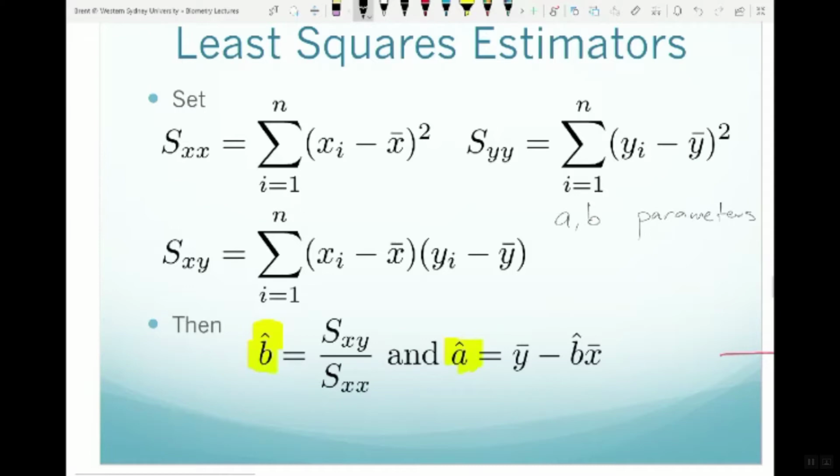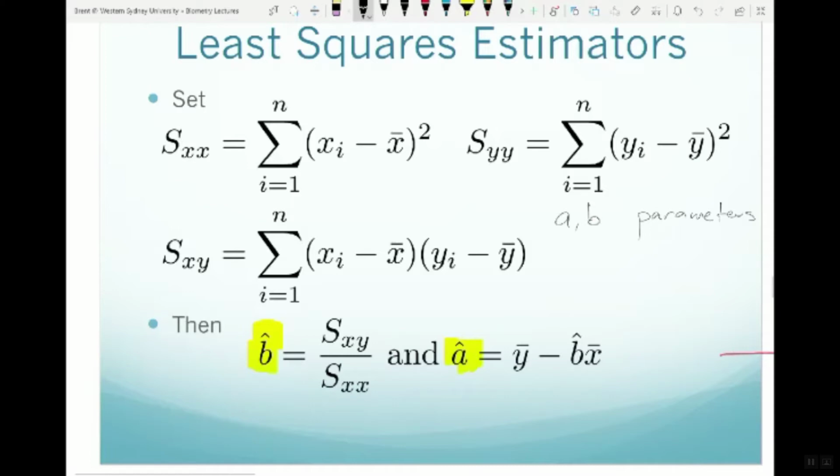It's annoying that they didn't use alpha and beta to stick to our convention of using Greek letters, but there you go. A and B are the parameters. A hat and B hat are the sample estimated values. Okay? Very similar to proportions, right? Remember when we had proportions? P for the population, P hat for the sample. Okay? A for the population, A hat for the sample, and so on.